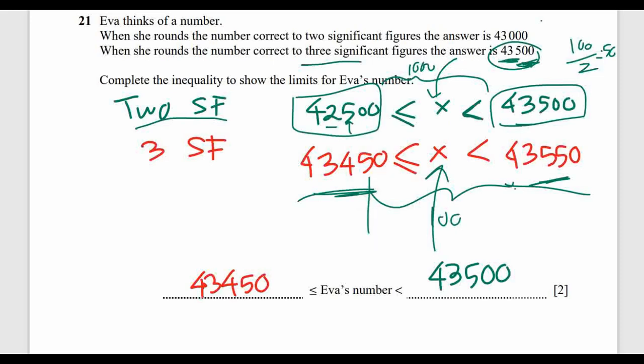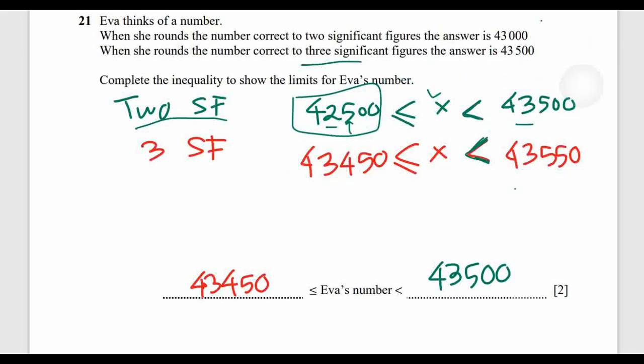We have to look up to here, and the next digit is 5, so it should go to 43,500. The same until 3, and then this is less than, so we don't have the equal sign. It means 43,549 is the highest for this one, to fit this range. When we round to 3 significant figures, since this is 4, it will be ignored. So it remains the same, going to 43,500. So now we have these two range intervals.